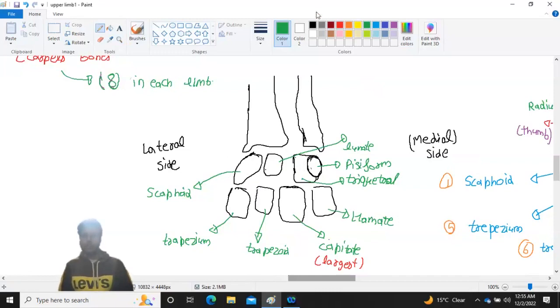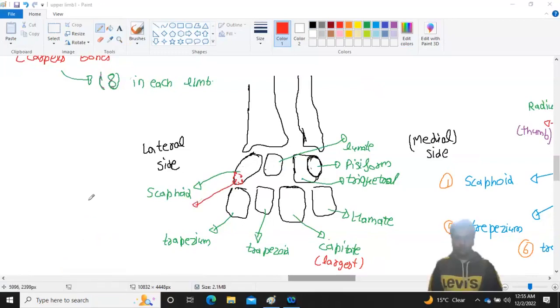अब जो स्केफॉइड बोन है ना, ये जो निकल रहा है, this is also called tubercle of scaphoid. It is called, कहीं से लिख लेते हैं, tubercle of scaphoid. Done.